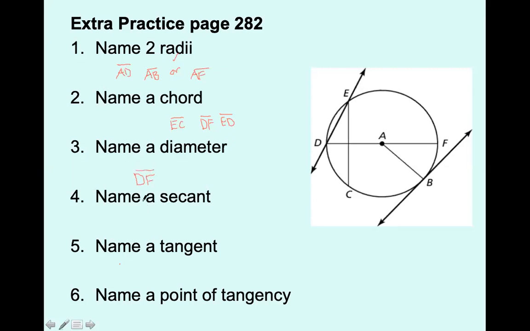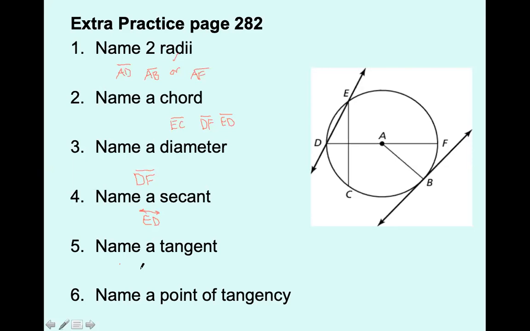All right. A secant, remember, has to be a line. So the only one I see here in this picture would be line ED. And again, a secant has to be a line, so I'm going to put a line symbol over the top. And remember, a line symbol has to have arrows on both ends.